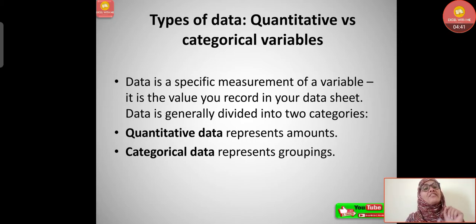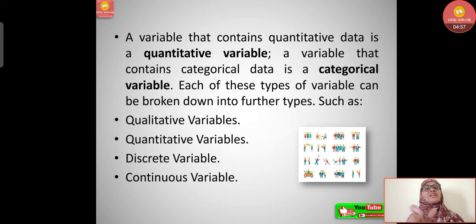Data is generally divided into two categories: quantitative data, which represents amounts, that is numerical. Then categorical data also may have numbers but represents some groupings. Some groups, categories will be there, male, female or something. A variable that contains quantitative data is a quantitative variable. A variable that contains categorical data is a categorical variable.